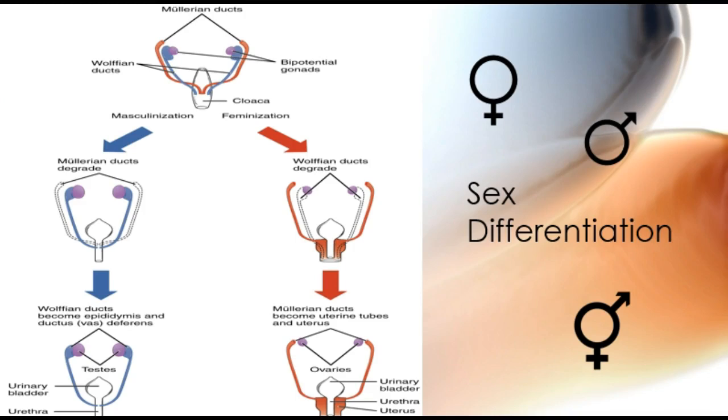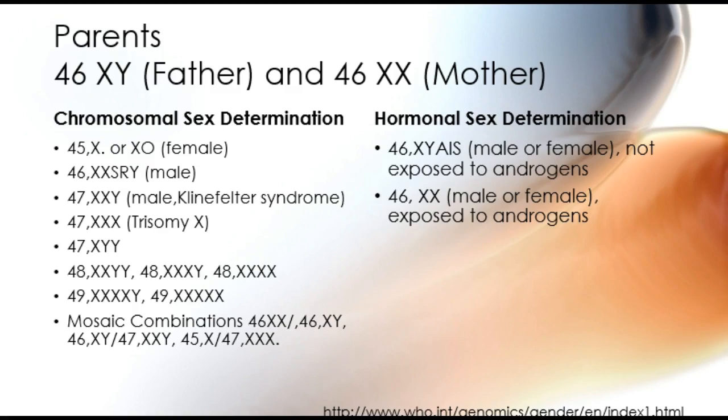Okay, let me switch this. You have parents, and most women are 46XX and most men are 46XY. So a mother can only give an X chromosome. A father can give an X or a Y chromosome.